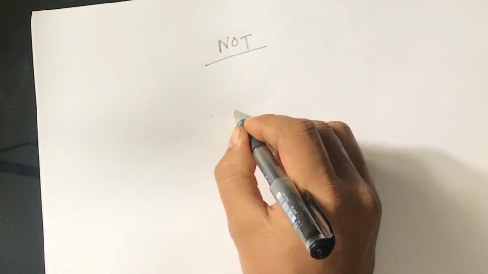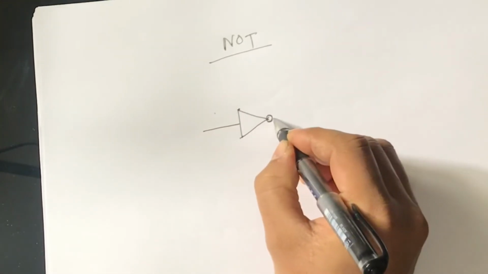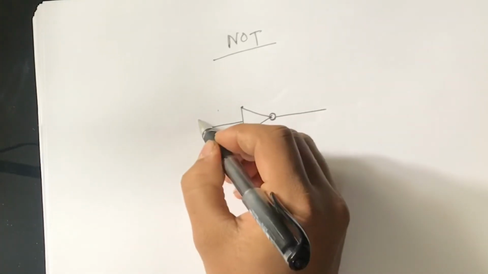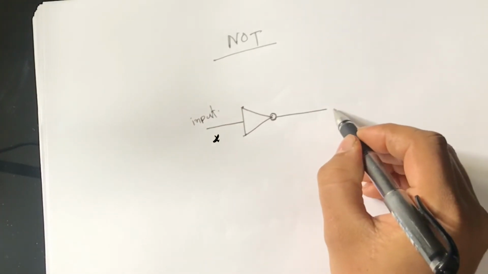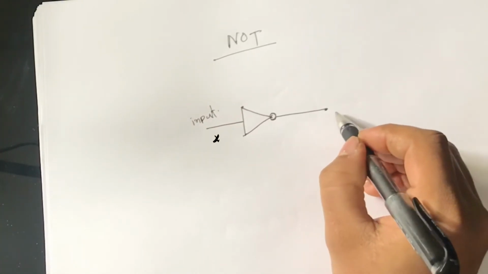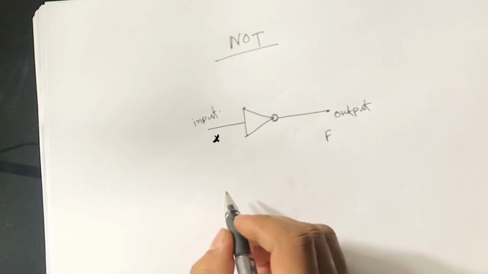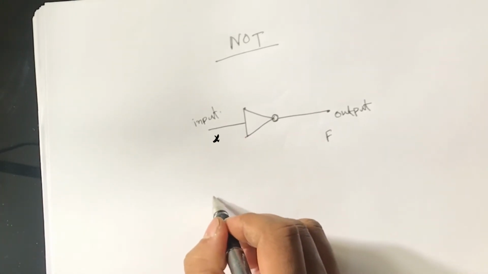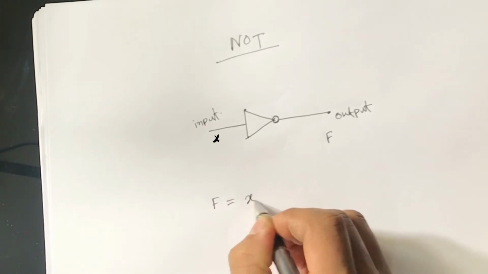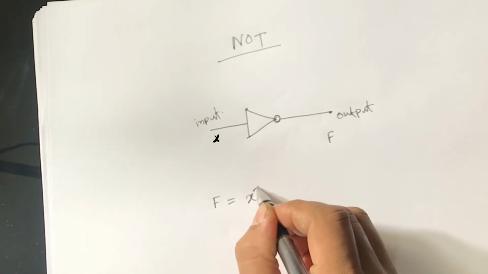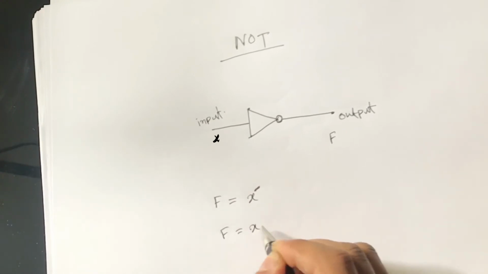NOT gate, just the symbol is like this. Its function is whatever you put in the input, you will get the output inverted. So in that case, F equal to X prime, or F equal to X bar.